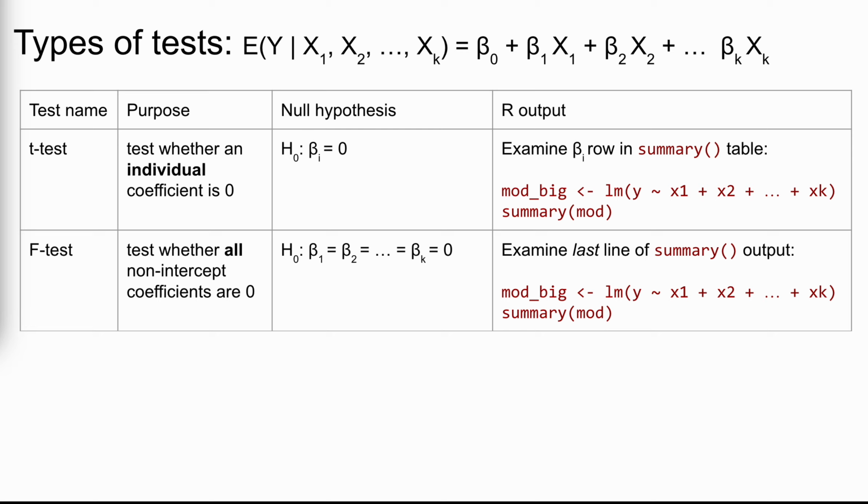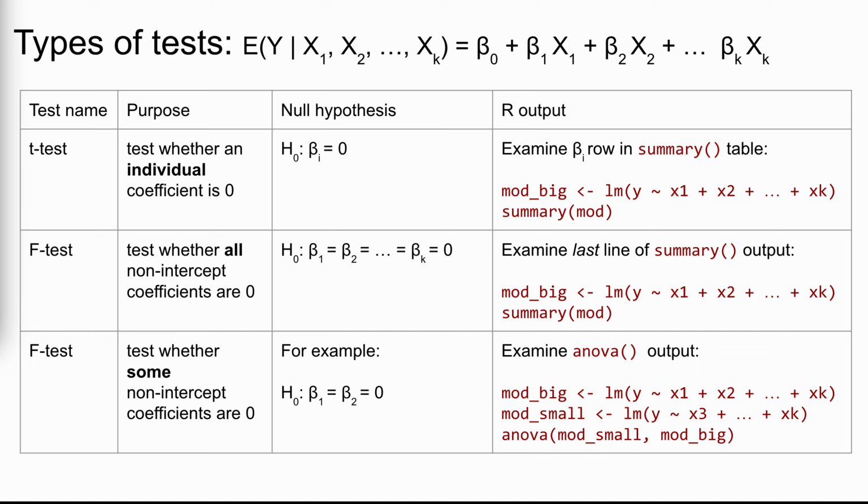Next, we can use an F-test to test whether all non-intercept coefficients are 0. In R, we perform this by fitting the model of interest, obtaining a model summary, and examining the last line of the summary output. In between these two extremes, we can perform another type of F-test, which evaluates whether some coefficients are zero. In this case, in R, we must fit two models, the bigger one, which includes all original covariates, and the smaller one, which drops the coefficients or covariates of interest. We can then compare these models using the ANOVA function.